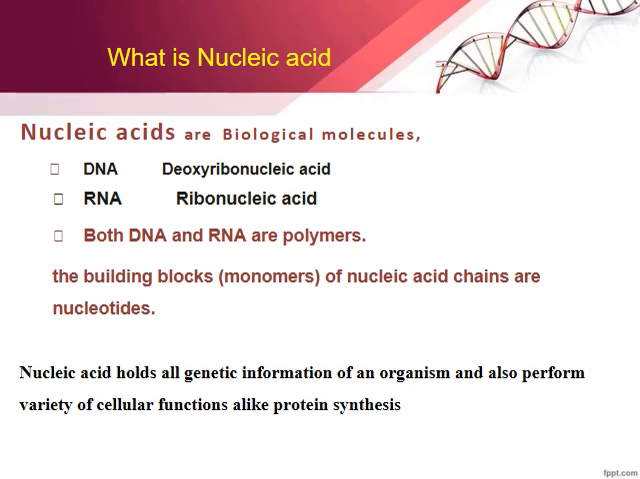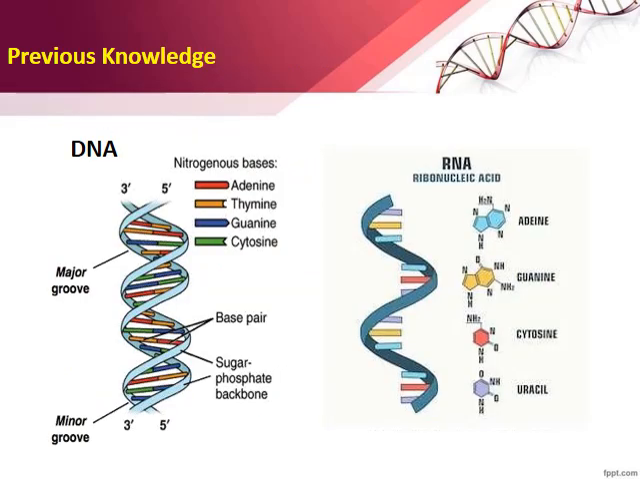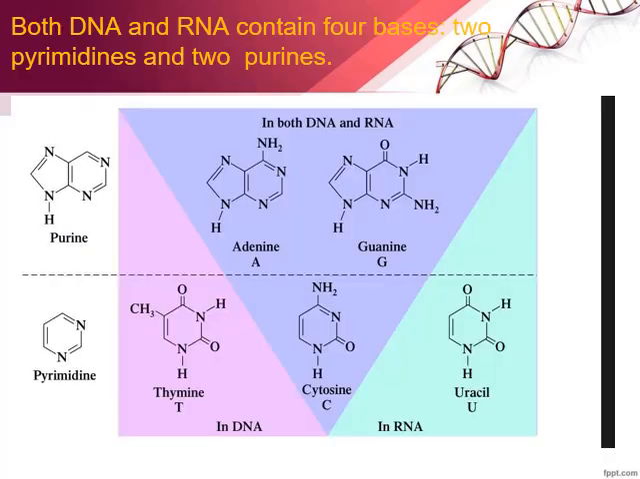What is the function of nucleic acid? Nucleic acid holds all the genetic information of an organism, and it also plays a very important role in many functions, such as protein synthesis. DNA has a double-stranded structure while RNA has a single-stranded structure. DNA contains adenine, guanine, cytosine and thymine as nitrogenous bases, while RNA contains adenine, guanine, cytosine and uracil as nitrogenous bases. What are nitrogenous bases?